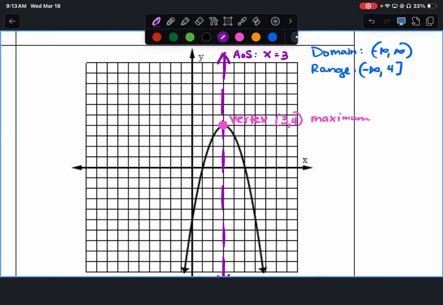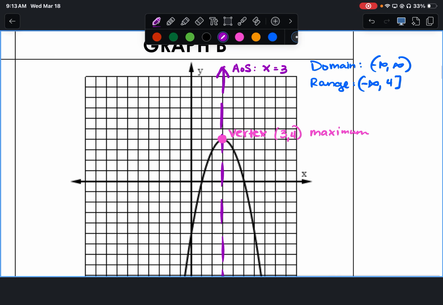How do you tell the difference between maximum and minimum? So if it has the highest point, it's a maximum. If it's the lowest point, it's a minimum. All right. So if we look at graph B, okay, what is our axis of symmetry for graph B? 3. Okay. What is our vertex?